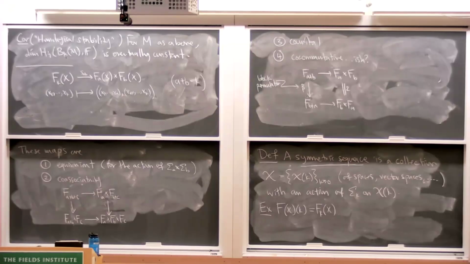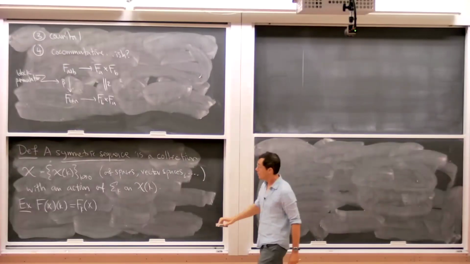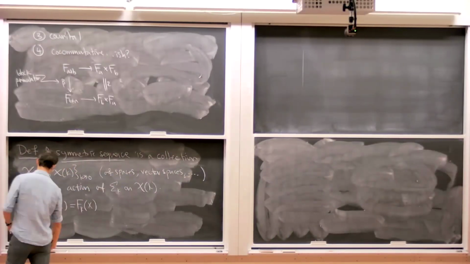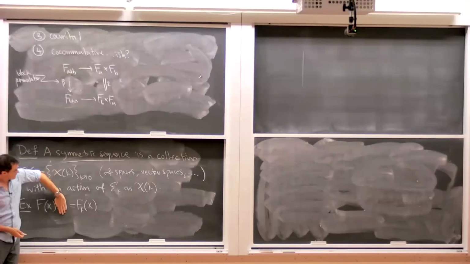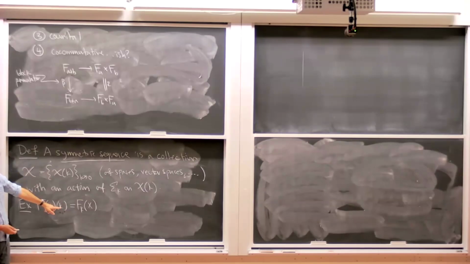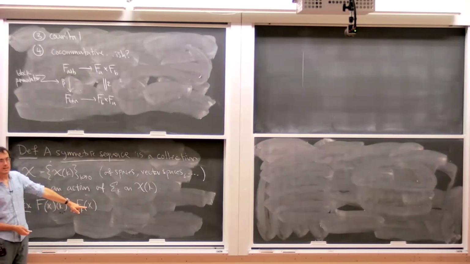Which would you like me to explain? Oh yeah, so you're right. This is a little bit gnomic. What I'm saying is I'm telling you the name of a symmetric sequence. The name of the symmetric sequence is f of x. And it is defined by saying that in weight or arity k, it's this space with its action of sigma k. Does that answer your question?